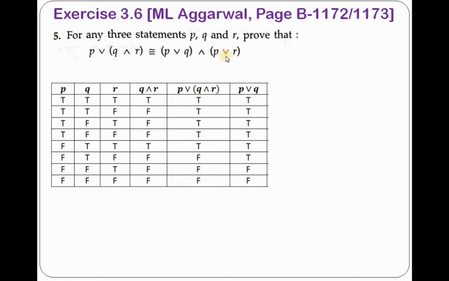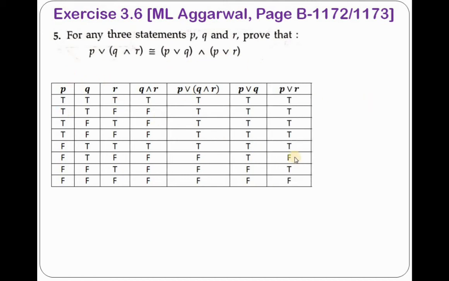Okay, so next we need to find P or R. So let's make use of P and R. Here it is false because this is also false, this is also false. Here also it is false. Why? Because this is also false, this is also false. Now we need to take AND of this and this. That means we need to make use of these two and write the AND of this.